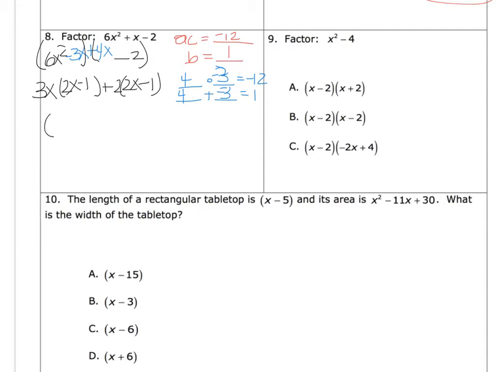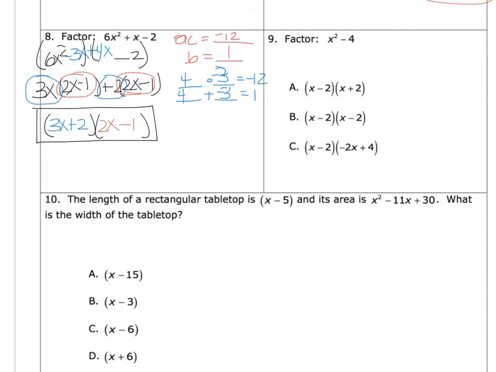So I'm ready to write my two groups for my answer. One of the groups is this matching expression here, so why don't we put that over here, 2x minus 1. The other group are my greatest common factors, the numbers that are on the outside right now. So that would be this 3x and this positive 2. Okay, and that is my final answer.